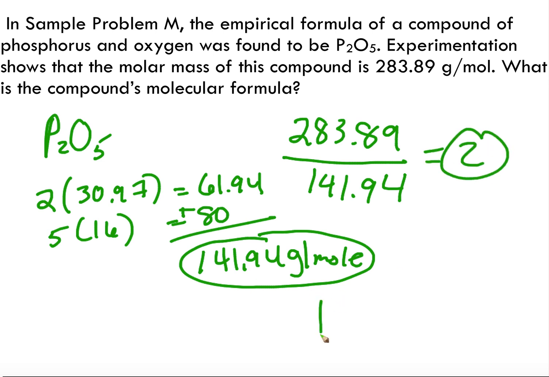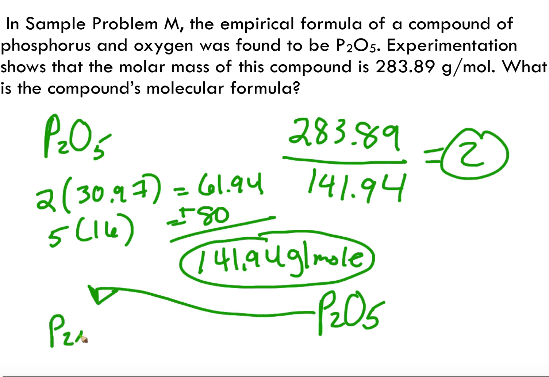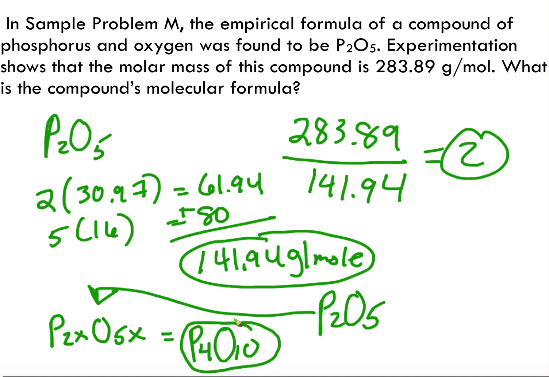So we have our formula, P2O5. And I like to write it as P2XO5X. Wherever I see that X, I'm going to multiply it by the number 2. So my molecular formula would be P4O10. And that concludes our video on empirical and molecular formulas.